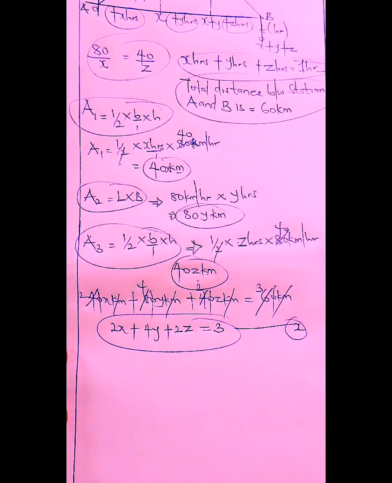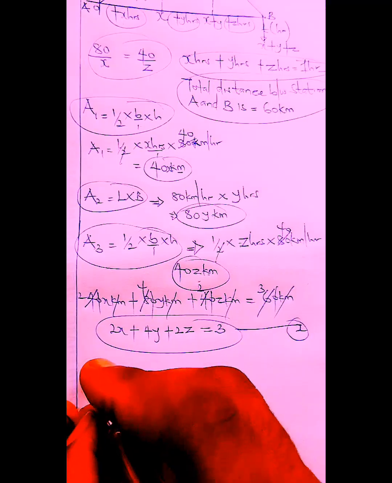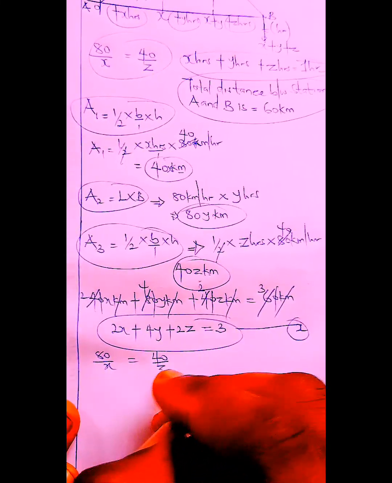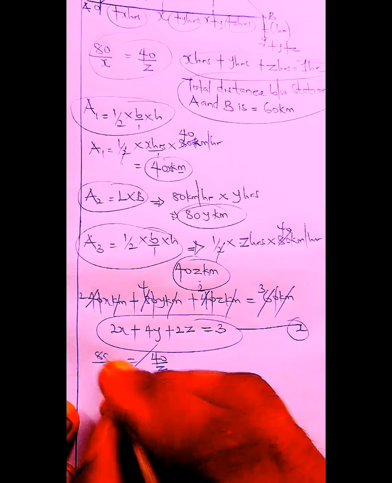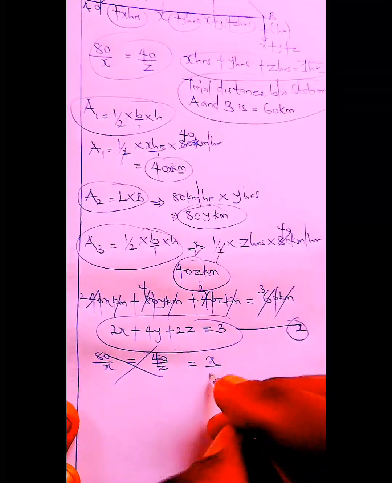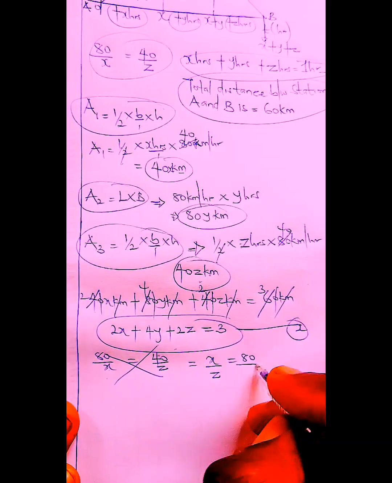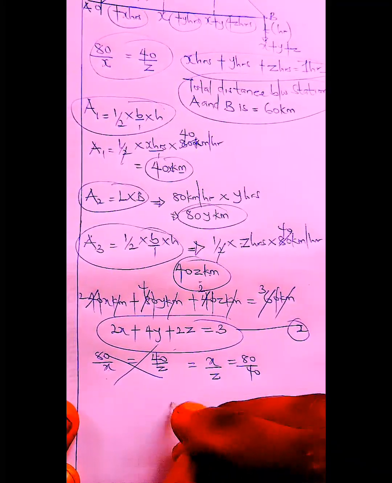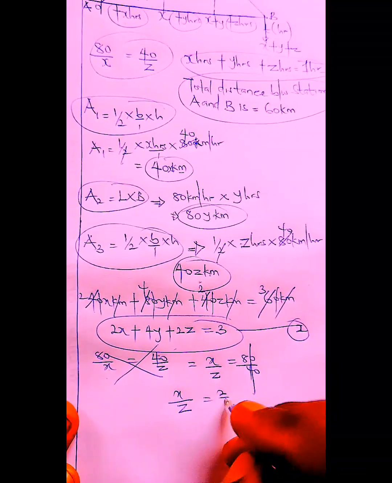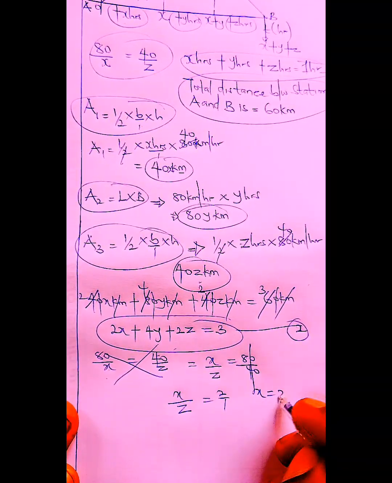Say 80 over x equals 40 over z. So let's cross multiply. 40 comes here, x comes here. So we're going to end up with x over z equal to 80 over 40. So x over z equals 2. So x is equal to 2z.